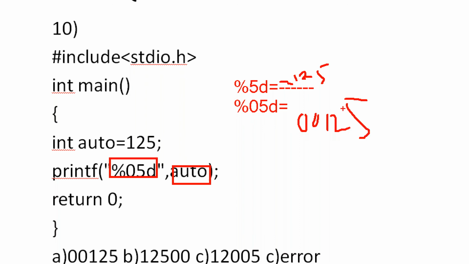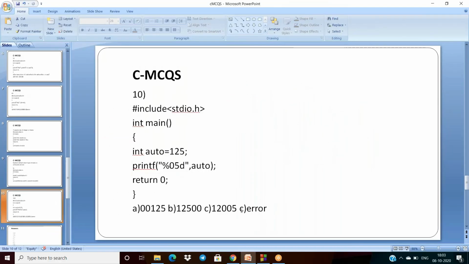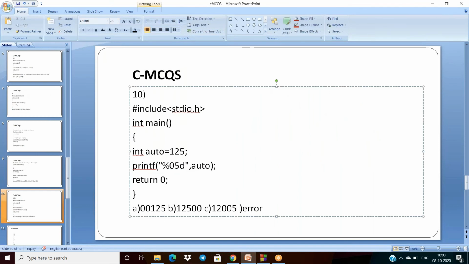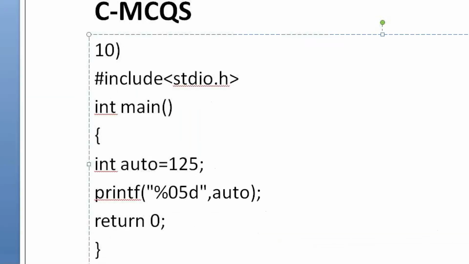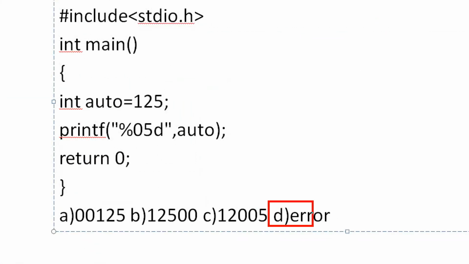But see, in this case I am taking the variable name as auto. So never use a keyword as a variable name. That is the mistake here, so you will get an error in this program. You will get error. So D is the answer here. Error.